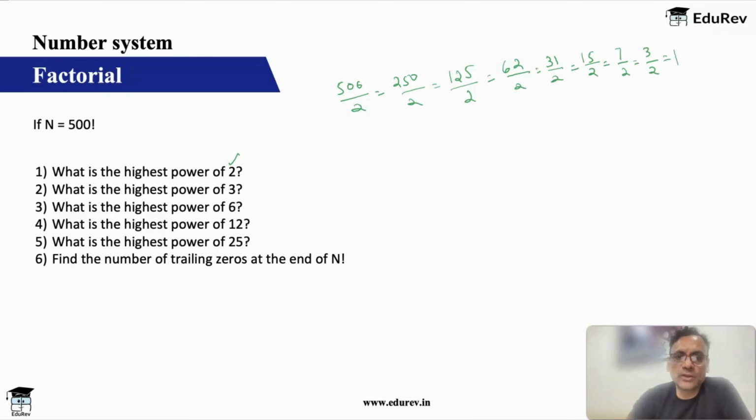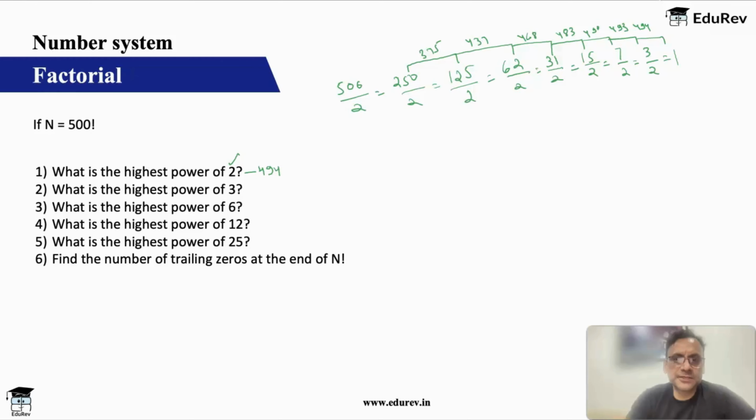Okay, so you will add all this. 250 plus 125 is 375. 375 plus 62 plus 31 plus 15 plus 7 plus 3 plus 1. Let's add all this. 250 plus 125 is 375. 375 plus 62, 370 plus 60 is 430, so you have 437. Plus 31, you have 468. Then 478, 483. 483 plus 7 is 490. 493, and 494. So the answer is 494.